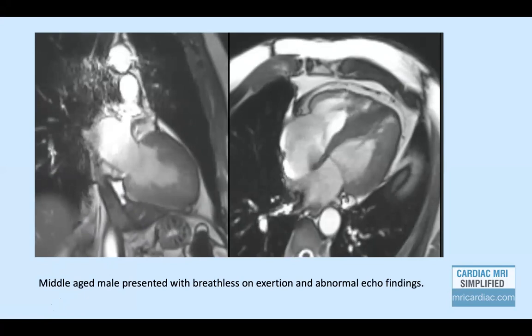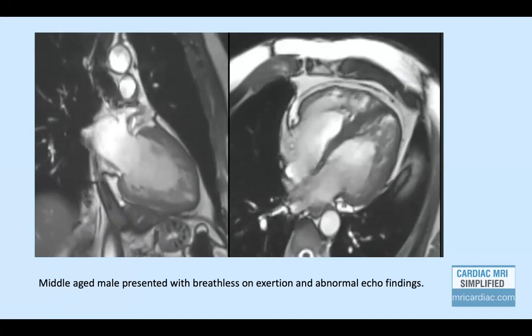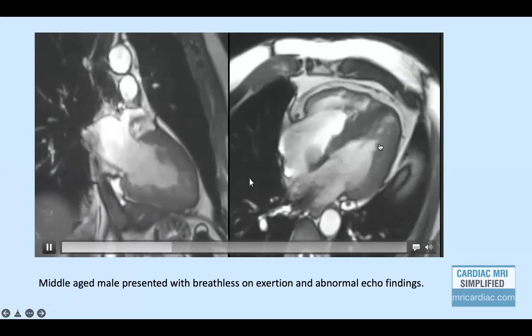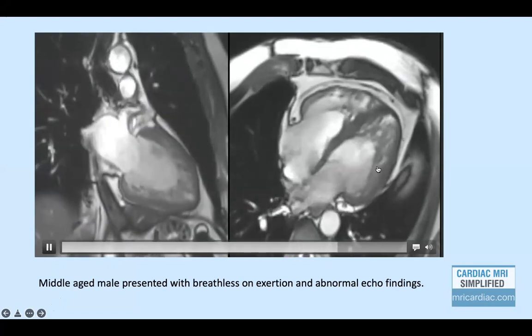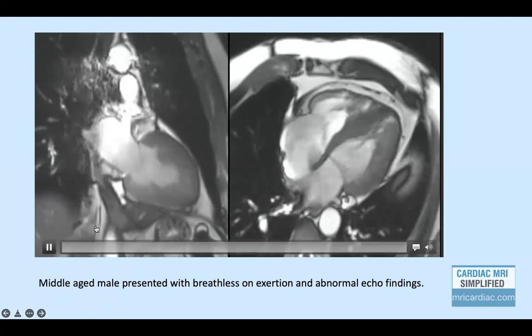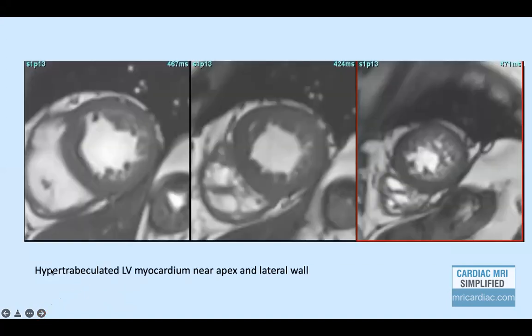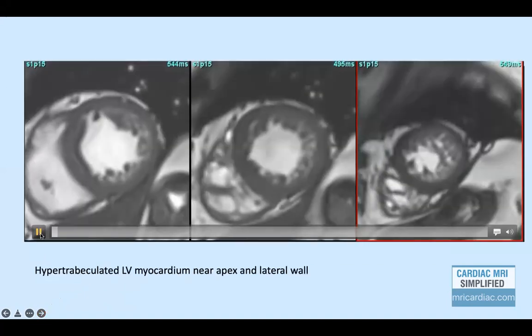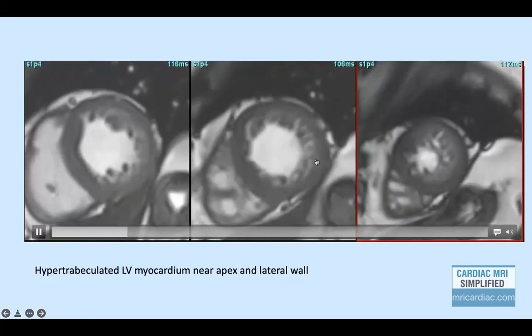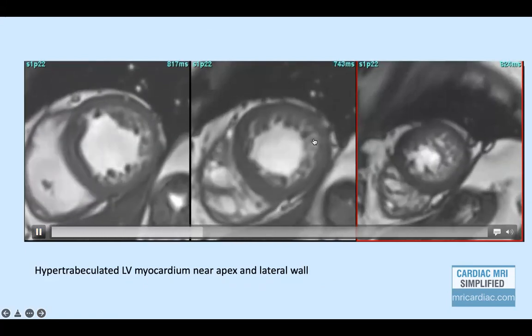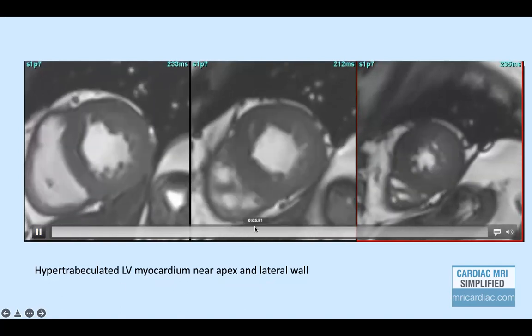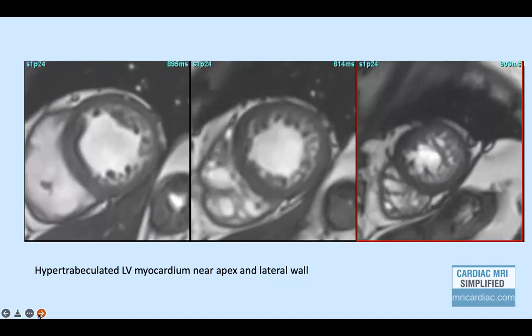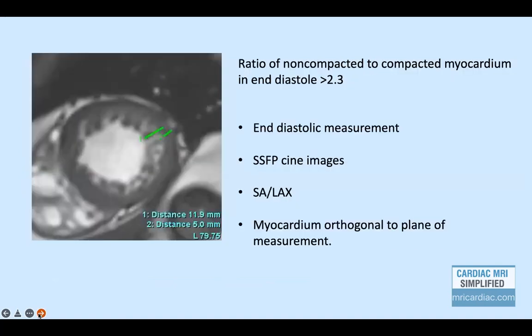So these are 2-chamber, 4-chamber cine images which reveal presence of this hypertrabeculated myocardium, especially in the apical and lateral wall. Short axis images again confirm the same findings, hypertrabeculated or spongiform myocardium, which is predominantly seen in the apex and the lateral wall. So these features are suggestive of LV non-compaction cardiomyopathy.